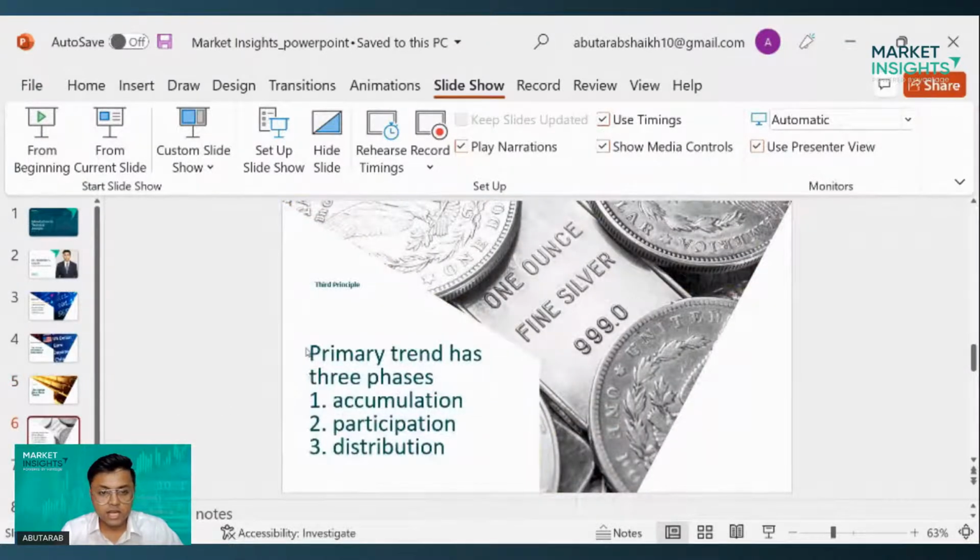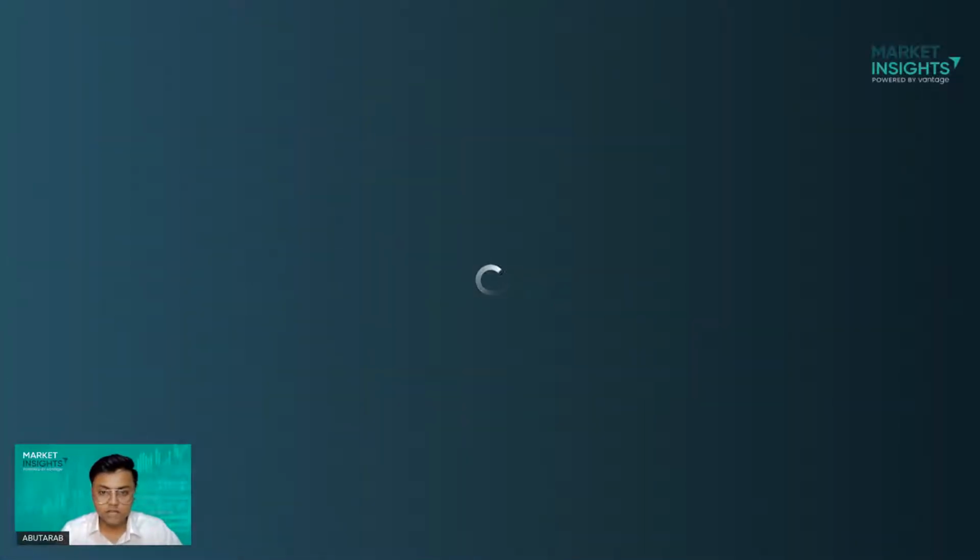Now the first trend that we talked about, the primary trend, has three phases, not trends. Okay, phases. Now what are these types of phases? I will show it to you directly on the chart. Don't worry about it. Okay, let's start. Back again. Yeah, here we are.